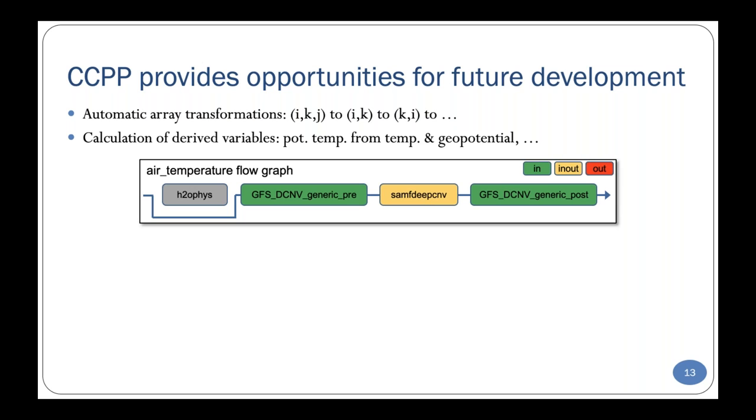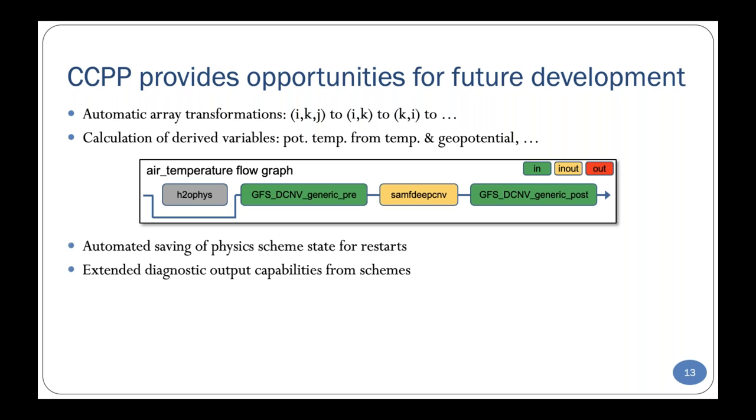Because the CCPP has a complete knowledge of the data flow at compile time, we can think about visualization tools that help developers, such as a flow graph for air temperature, where you see, okay, that variable isn't used in a parameterization, it's an intent in another, it gets updated somewhere else. And we can also flag logical flaws, such as, okay, in the suite that you came up with, a variable is read in the beginning and it's never written to beforehand.